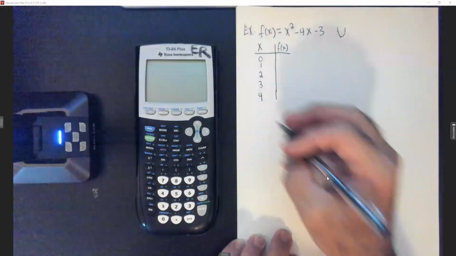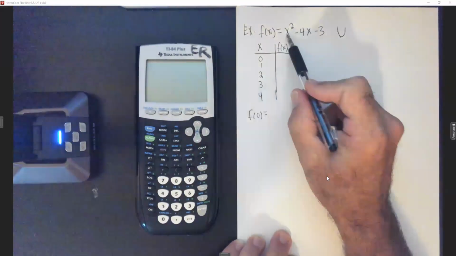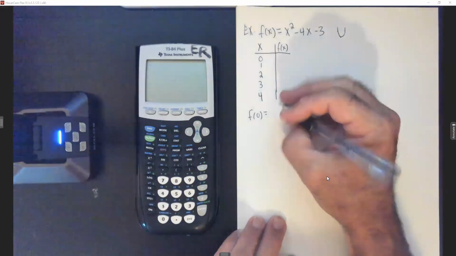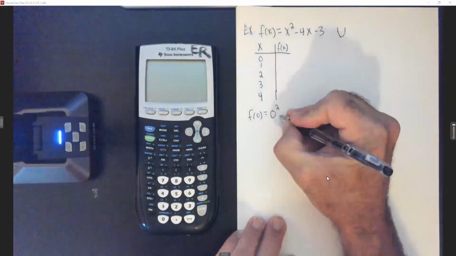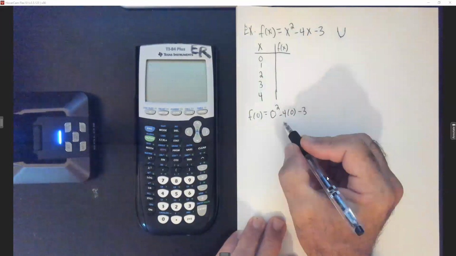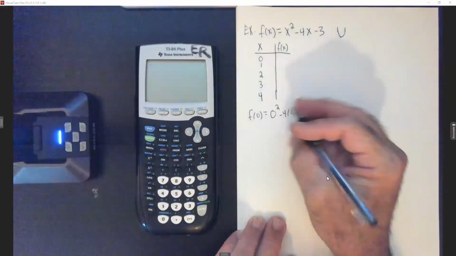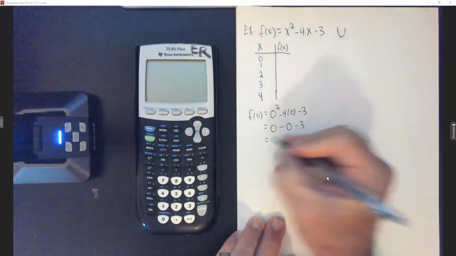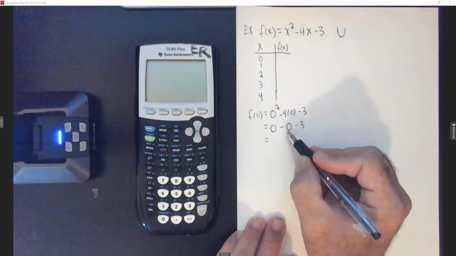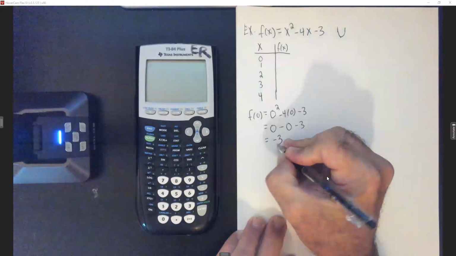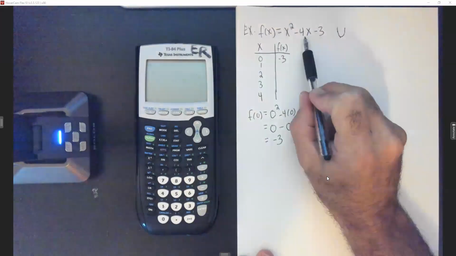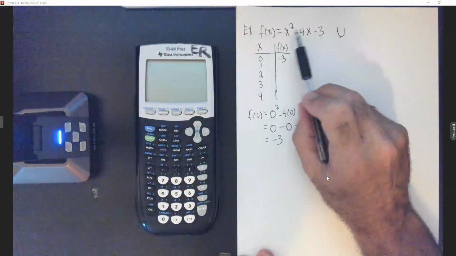All right, so f of 0. Now notice this one has 2 x's. Since it has 2 x's, I've got to put a 0 in for both of these x's. So I get 0 squared minus 4 times 0 minus 3. 0 squared is 0. Minus 4 times 0 is 0. Minus 3. And 0 minus 0 is 0, and 0 minus 3 is negative 3. That happens every time you put a 0 in for variables. If the variable is in every term, then the answer will always be that number at the end.